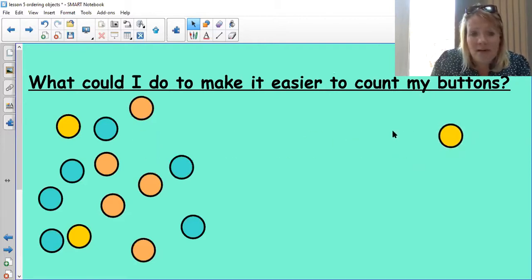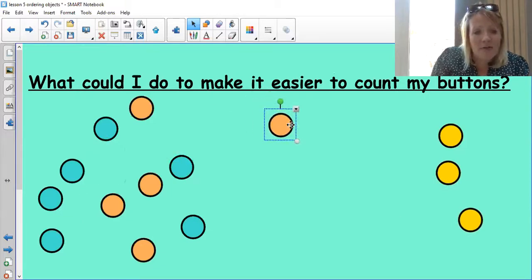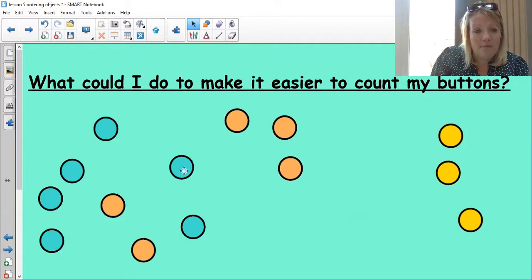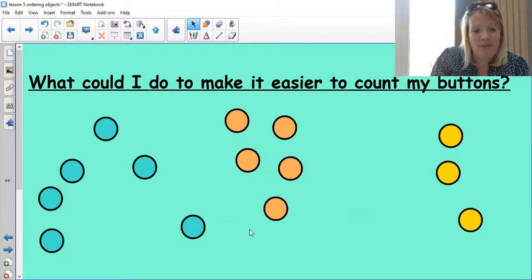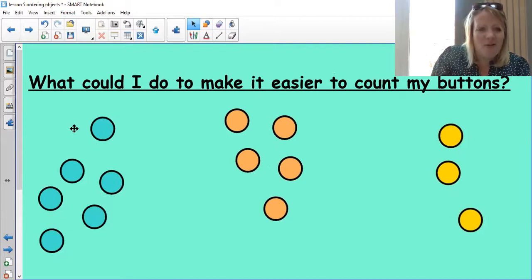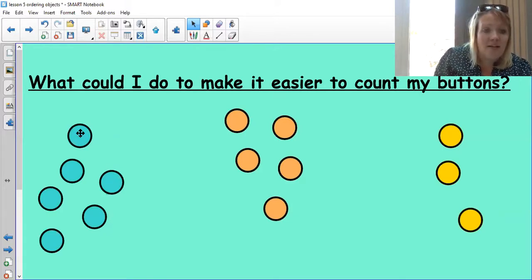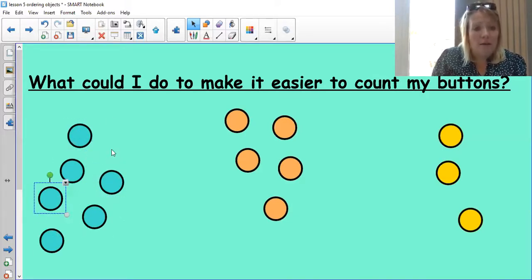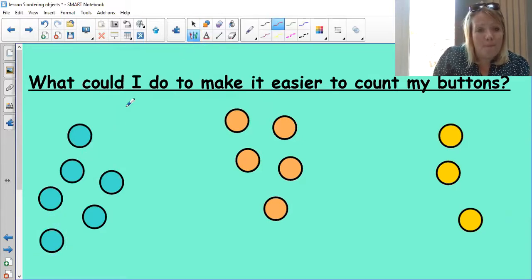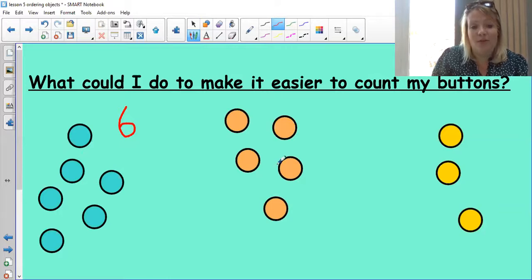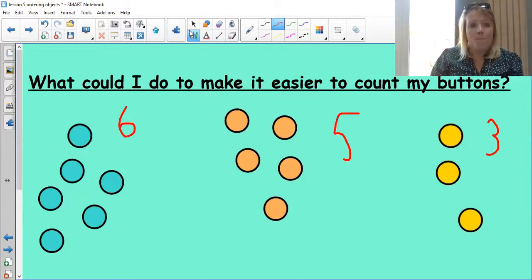So you're saying that I could have taken my yellows and put them to one side in a group, and I could have taken my oranges and put them in the middle and then kept my blues there. That would have made it a little bit easier to order them and to see them. Sometimes that's what we do when we order and we count. It's nice to put things into groups that are the same so that we can make some comparisons. And then we could have said 1, 2, 3, 4, 5, 6 blue, 1, 2, 3, 4, 5 orange and 3 yellow.